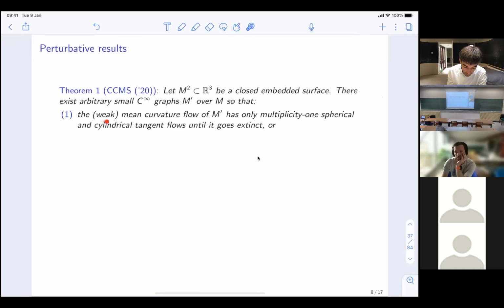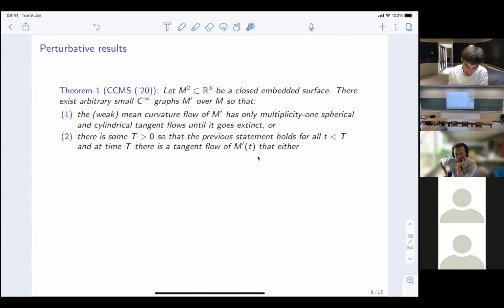Either we have the optimal statement, so with this little perturbation we get exactly what we want. The weak flow has only multiplicity 1, so no sheeting, and only spherical and cylindrical tangent flows, really generic. We really wiggle the initial data and get what we want. Or what we can't rule out at the moment is that it might happen that there is a time and a tangent flow of this flow M prime, such that we might have higher multiplicity.